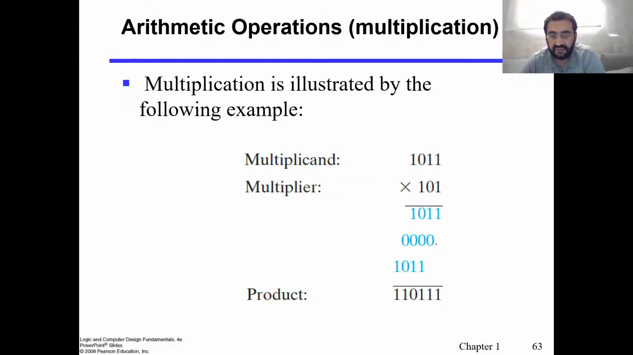Then we multiply by 0. We have 0, 0. Then we move again by one position, and then we have the multiplication by 1 here, and then we just make the sum. So 1 plus 0, 1. 1 plus 0 plus 0, 1. 0 plus 0 plus 1, 1. 1 plus 0 plus 1, this is 10, so we have 0, and we have to carry 1. Then we have 1 plus 0 plus 0, 1, and finally we have 1. So this is the product. So these are the simple operations in the binary system.